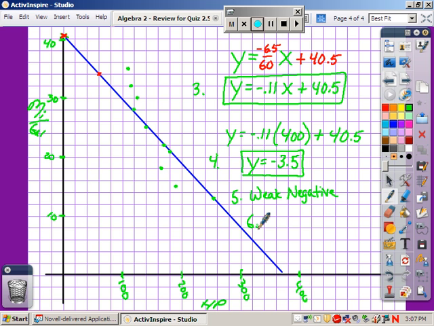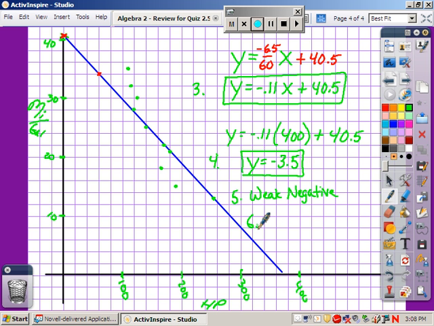Number 6 says, describe what your data indicates, and then is your equation good for any amount of horsepower? Explain your reasoning. Okay, in general, what does the data say? Well, to me it says, as your horsepower goes up, your gas mileage goes down. Well, that makes sense. But the problem says, is it good for any horsepower? Well, I would say no, because when we entered 400 horsepower, we got a gas mileage of negative 3.5. How could you have a negative 3.5 miles per gallon? Doesn't make any sense.